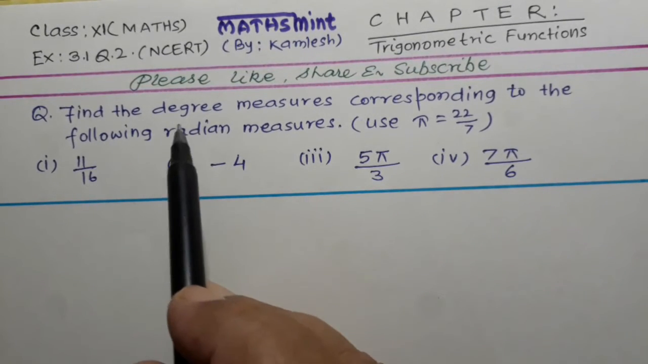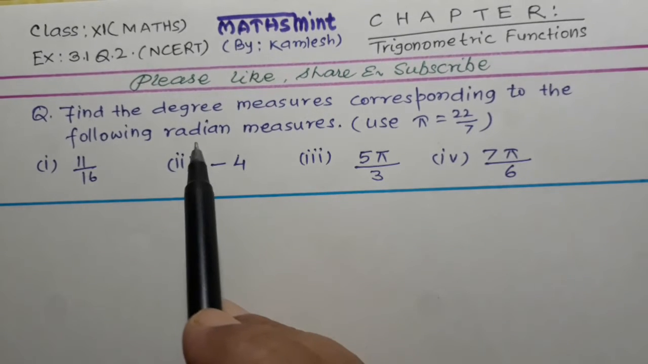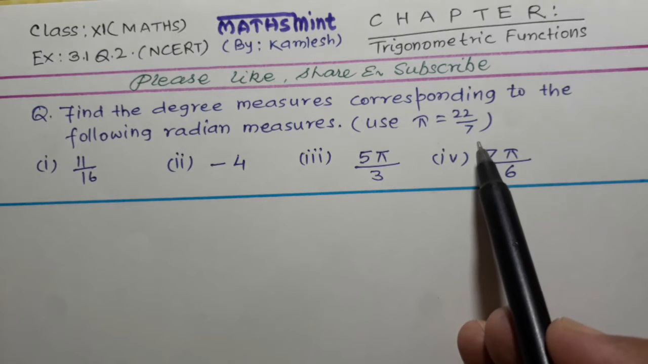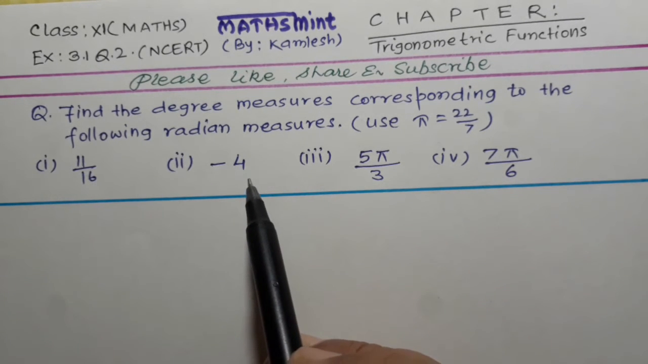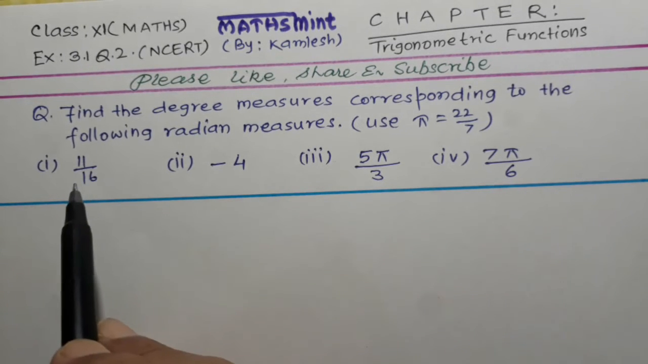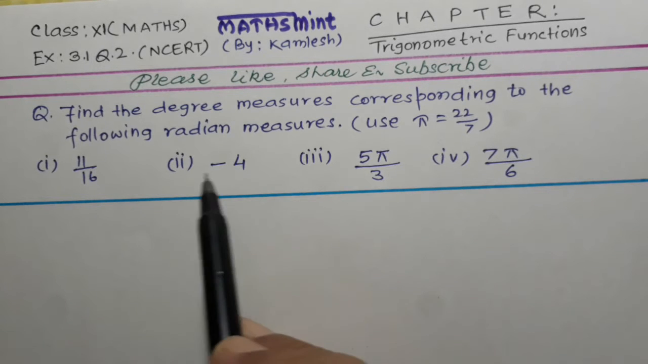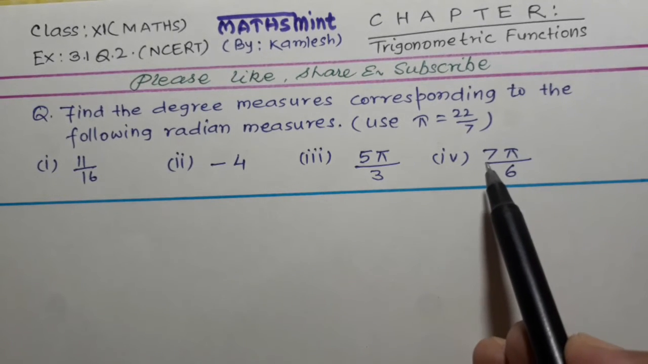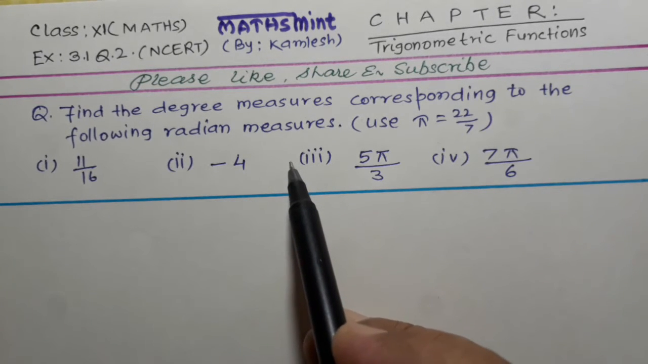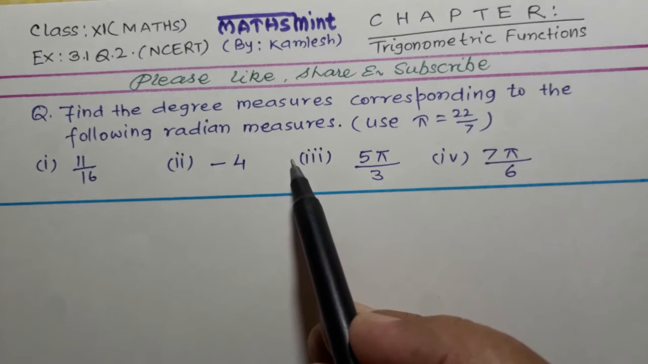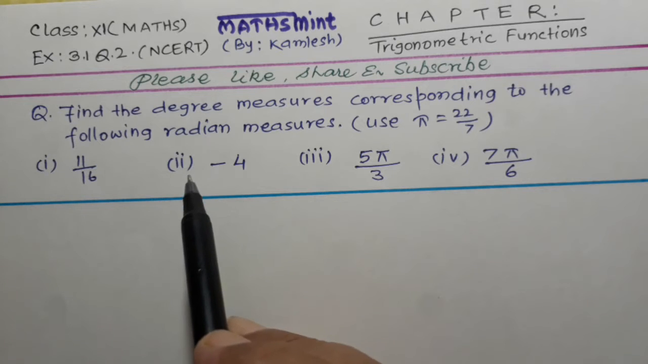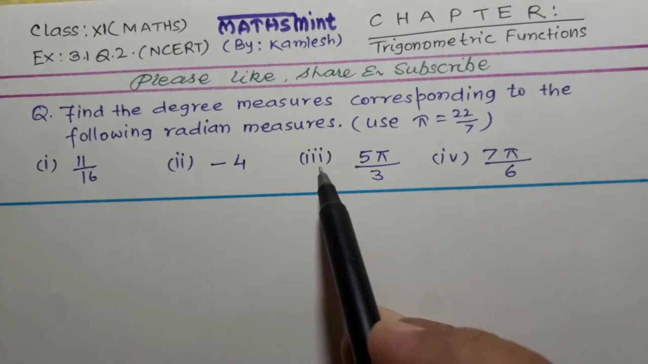Question is: find the degree measures corresponding to the following radian measures. Use pi equal to 22/7. In this question we have to find the degree measures. These measures are given in questions 1, 2, 3 and 4. These are given in radian measures that we should change into degree measures. In earlier question number 1, the degree measures were given and we were changing them into radian measures. Here radian measures are given, we have to change into degree measures.